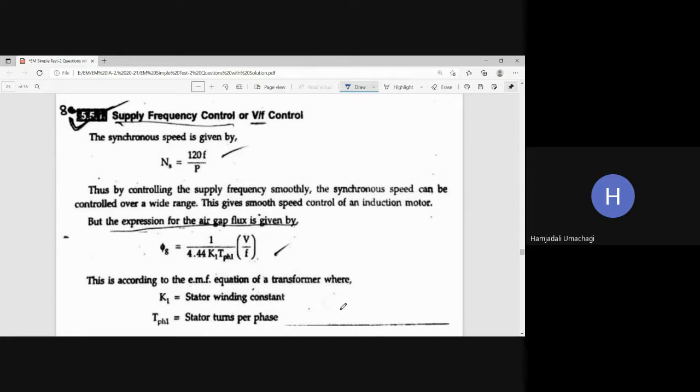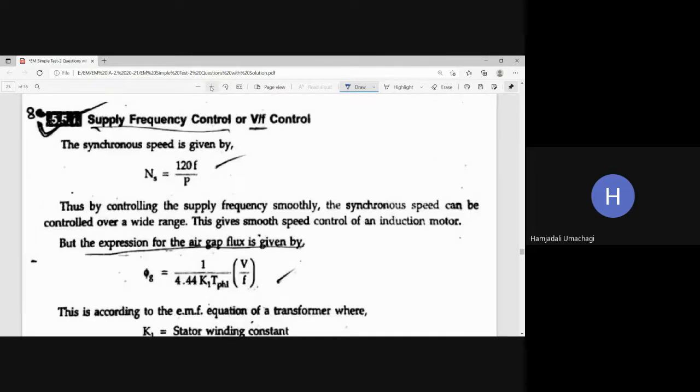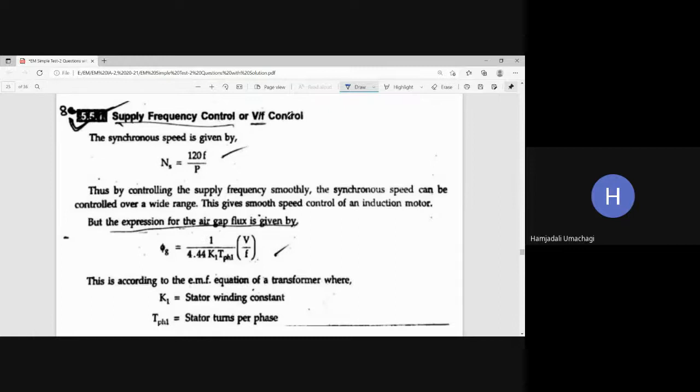Here the next topic we are going to study is speed control of induction motor. There are different methods to control the speed of the induction motor. Out of that, the method we are discussing is supply frequency control, or V by F control. V by F control is also called voltage by frequency control.